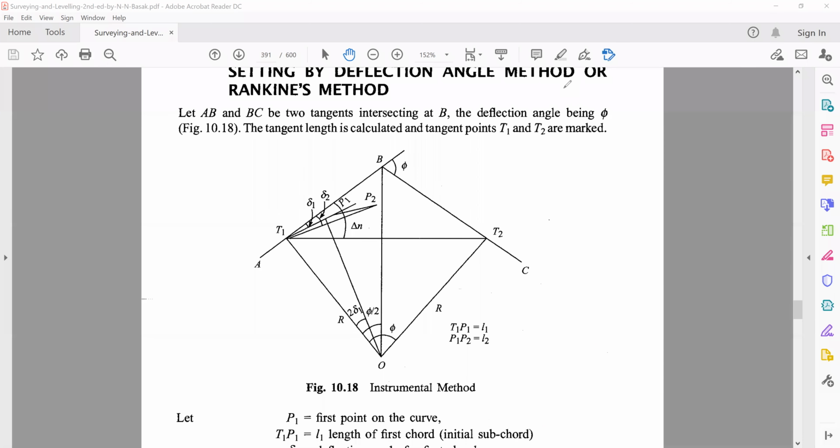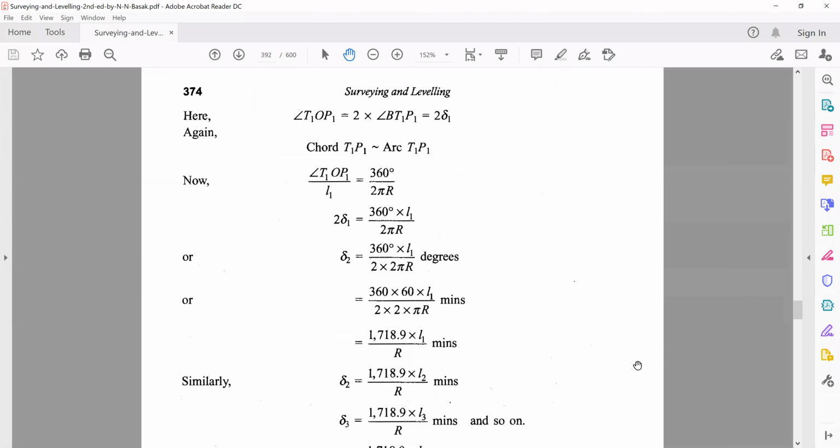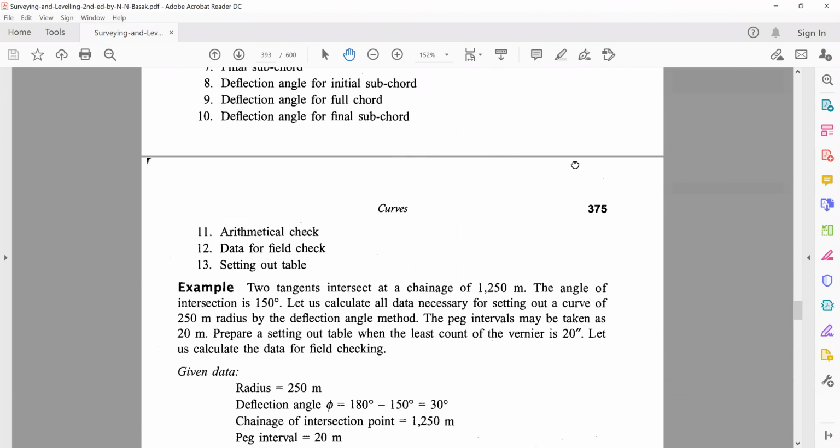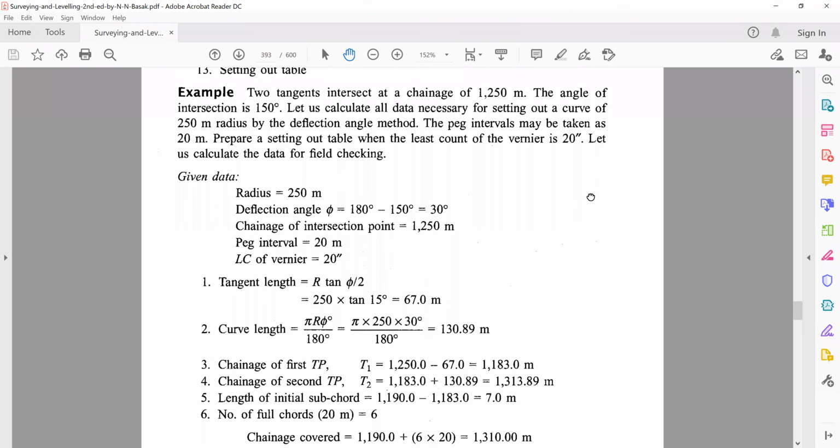So let's see this in the form of a numerical, which would make it easier for you to understand. So let's see this question. Two tangents intersect at a chainage of 1250 meters. And before I proceed further, I hope you remember what chainage is. So chainage is basically any distance from a reference point. So it's a linear distance.